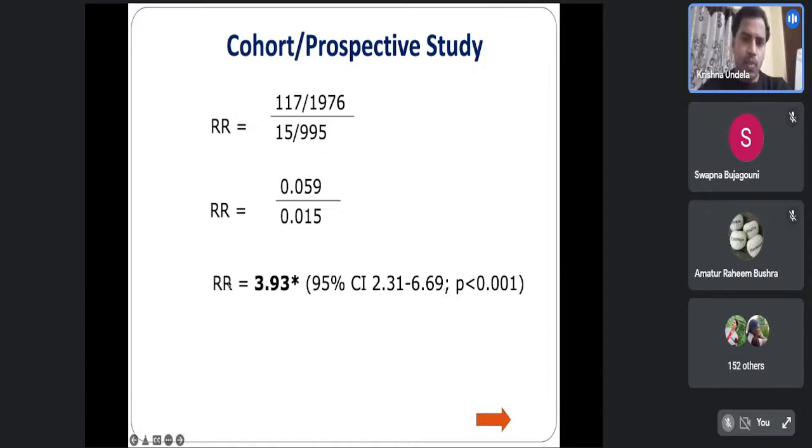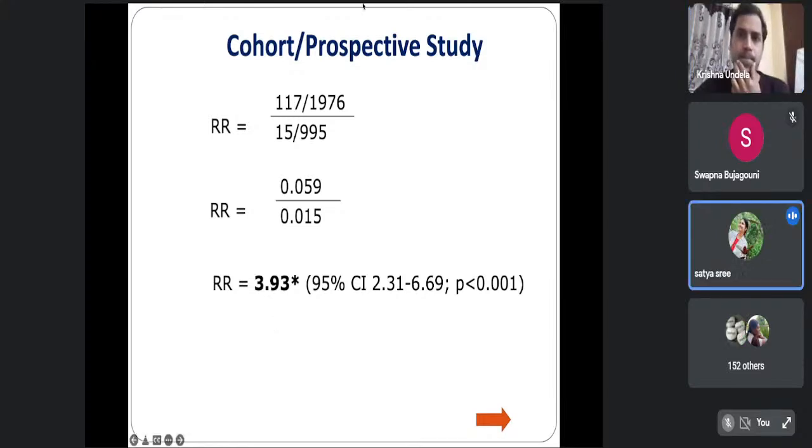Before I explain, can anyone give me the conclusion of this study based on this relative risk, confidence interval, and p-value? Or if anyone heard what I explained previously, maybe in some other lectures, can anyone tell me the conclusion from these values? What do we understand from this? There is a positive association between the exposure and the outcome.